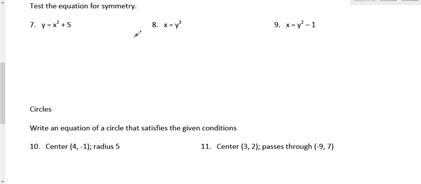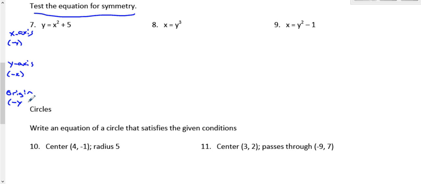Okay, here is the Chapter 2 test review again, but here we're starting with number 7. So y equals x squared plus 5. We are testing for symmetry. There are 3 areas of symmetry that we need to test. We need to test for the x-axis, where we plug in negative y. We test for the y-axis, where we plug in negative x. And then we test for the origin, where we plug in negative y and negative x.